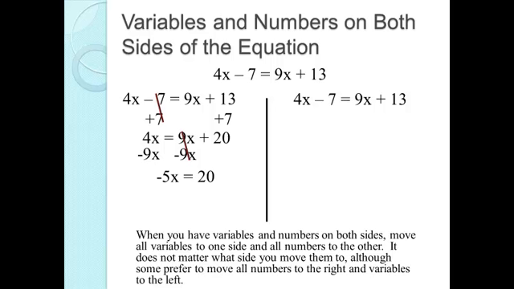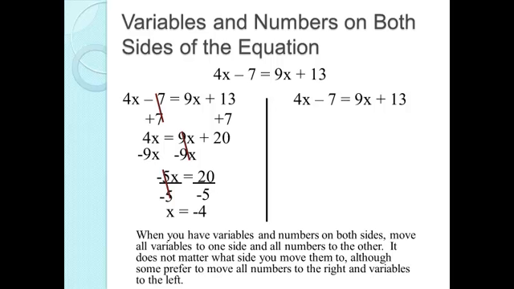My last step would then be to divide by negative 5 on both sides. The negative 5's will cancel, and 20 divided by negative 5 gives me the final answer of x equals negative 4. Now suppose someone did not take these exact steps, and instead of moving the negative 7 as their first step, they decided to move the 4x. Let's see how that would play out.